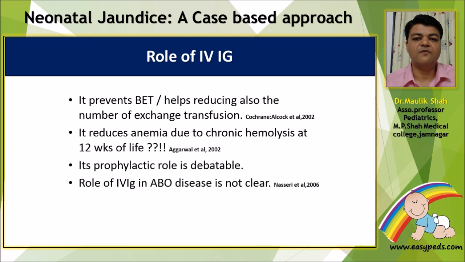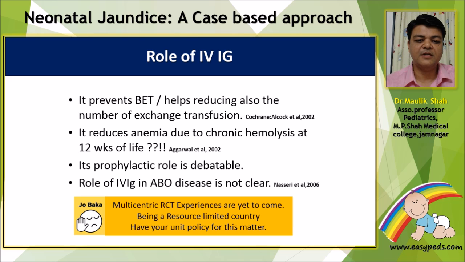A word about the role of IVIG. We all know that IVIG has some role to play by preventing double volume exchange transfusions and also reducing the number of exchange transfusions in these Rh isoimmunized babies. It reduces anemia due to chronic hemolysis at about 8 to 12 weeks of life. Its prophylactic role is debatable. The role of IVIG in ABO disease is also not very clear. That's why the debate on IVIG keeps on rolling.